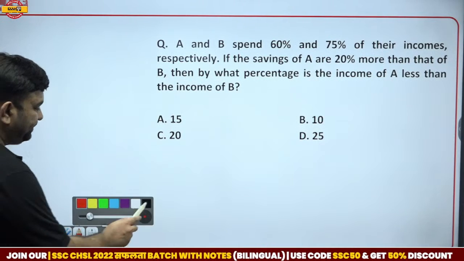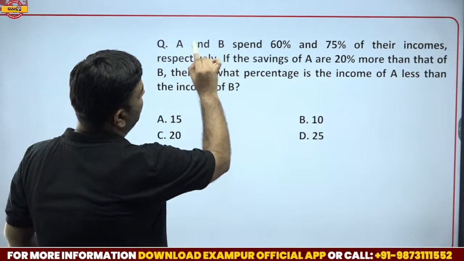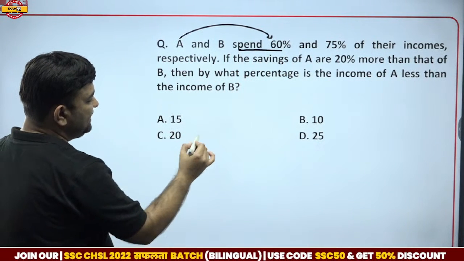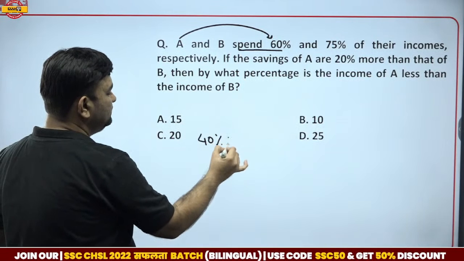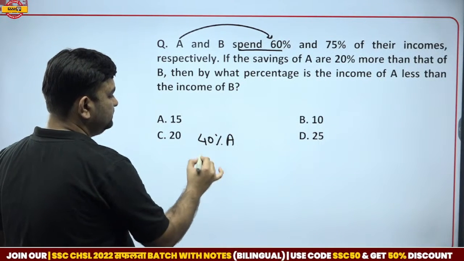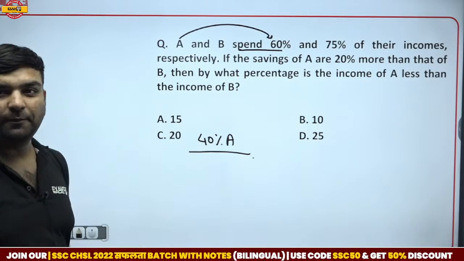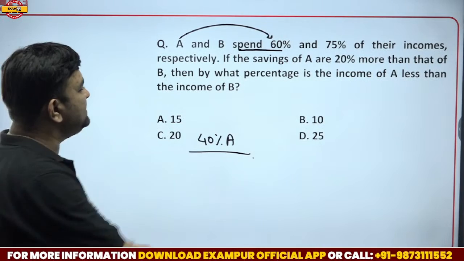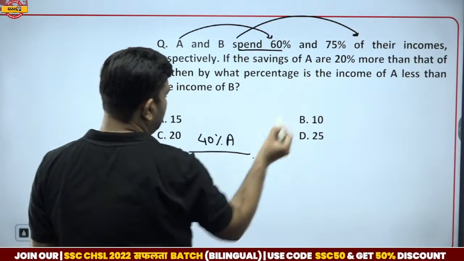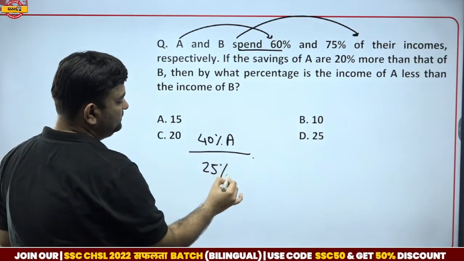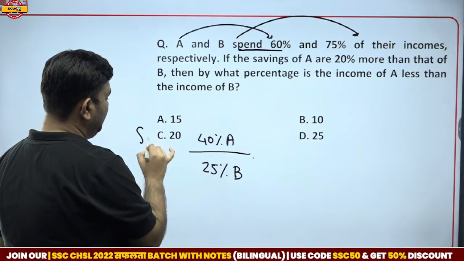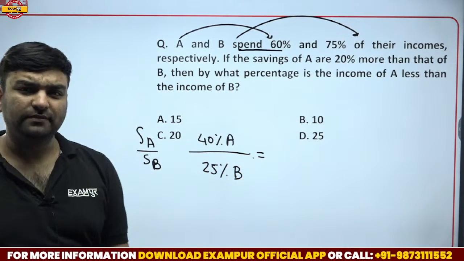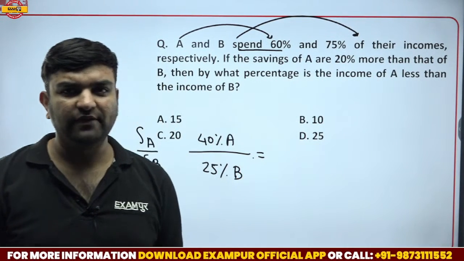A spends 60% of his income. So can I say A saves 40% of his income? B spent 75% of his income, so B saved 25% of his income. This is saving of A upon saving of B. Going very innovative. Let's try this.